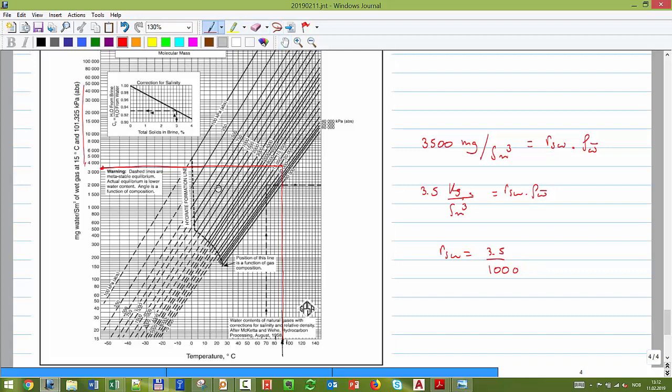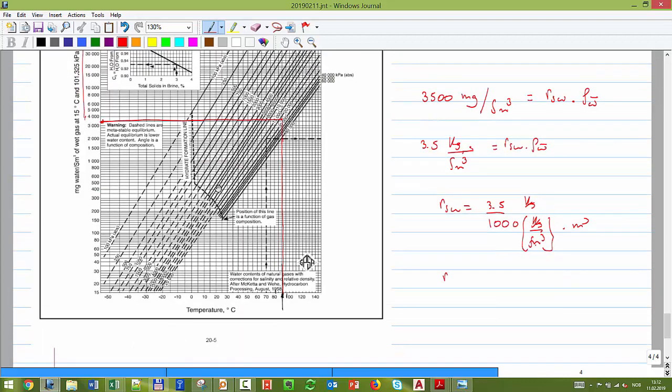Sorry, this is kilogram. Okay, so these two cancel each other, and at the end I end up with RSW simply 3.5 e to the minus 3.